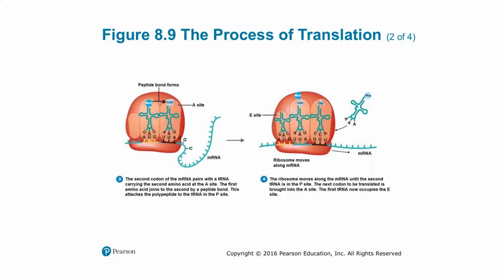Next we have the peptide bond formation, which is a type of covalent bond. We've got three different sites here, and I want to talk to you about what these sites are. This is the E site, this is the P site, and this is the A site. The E site is for exit, the P site is the peptidyl site, and the A site is the aminoacyl site. It's the different types of bond that it's going to form.